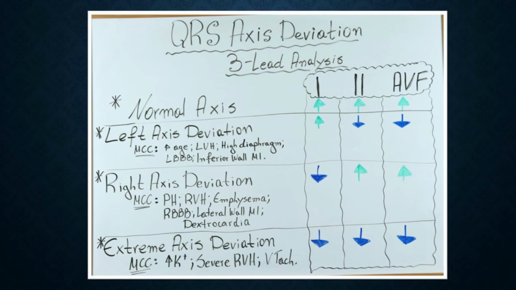If the QRS complexes are negative in lead 1 and positive in leads 2 and AVF, then the axis is rightward, which is a sign of right ventricular hypertrophy, pulmonary hypertension leading to right ventricular failure, mechanical shifts such as inspiration and emphysema, right bundle branch block, dextrocardia, lateral wall MI, and others. Extreme axis is observed in conditions like VTAC, hyperkalemia, and severe right ventricular hypertrophy. And on EKG, we'll see negative QRS in all three leads.